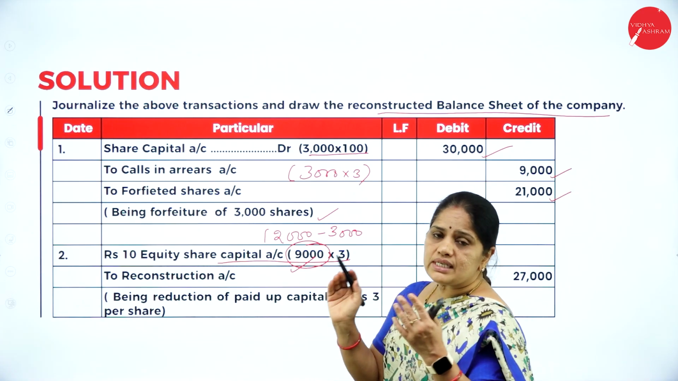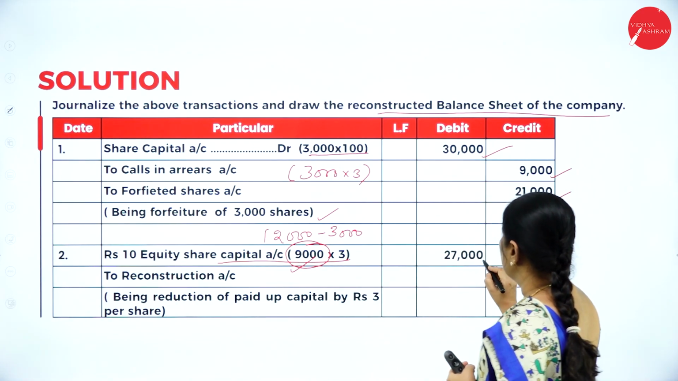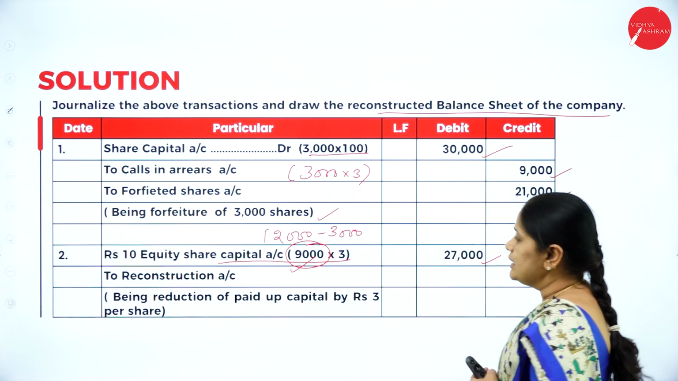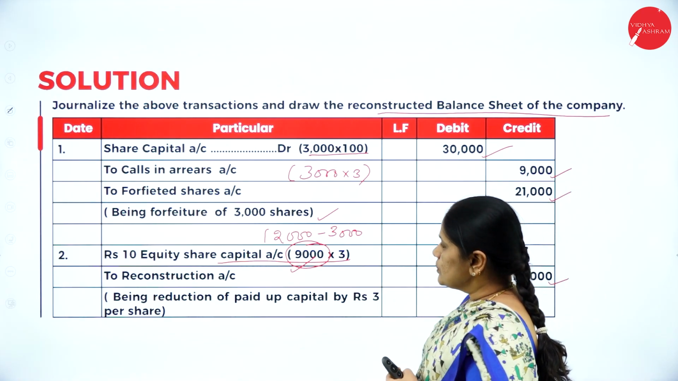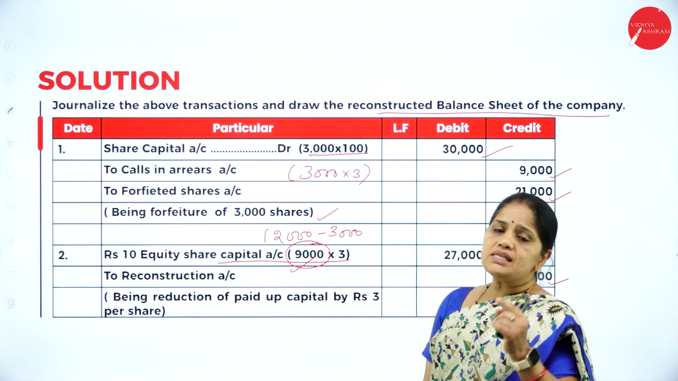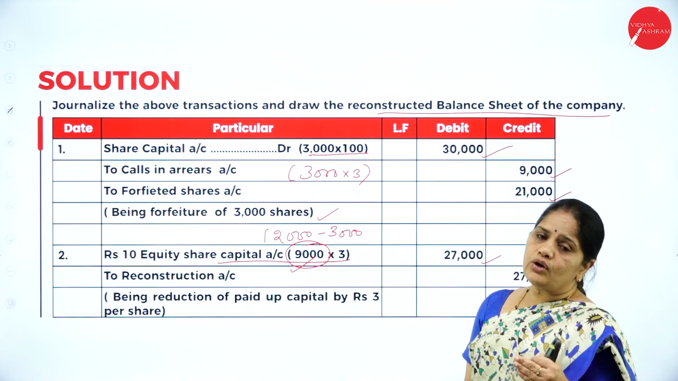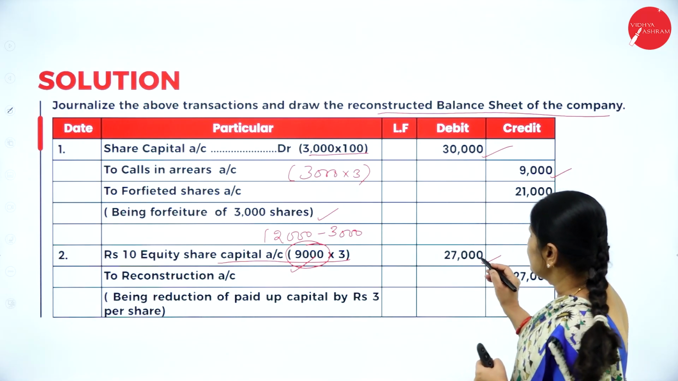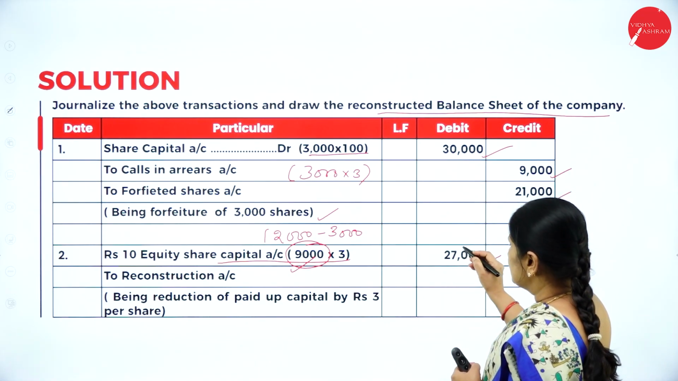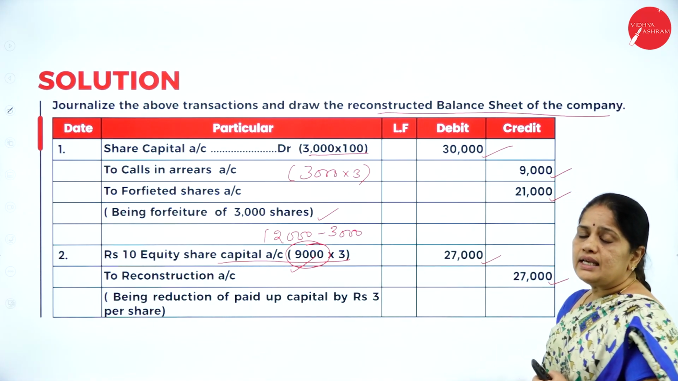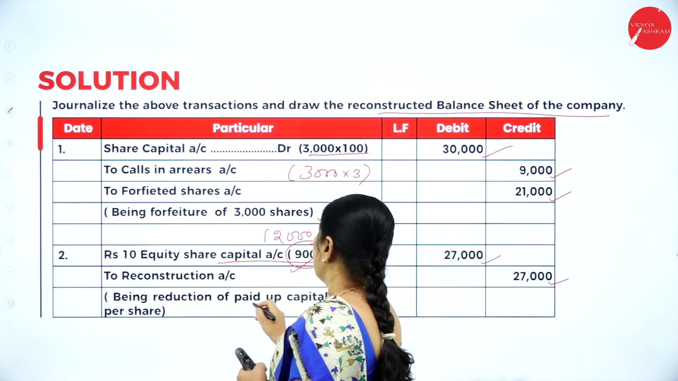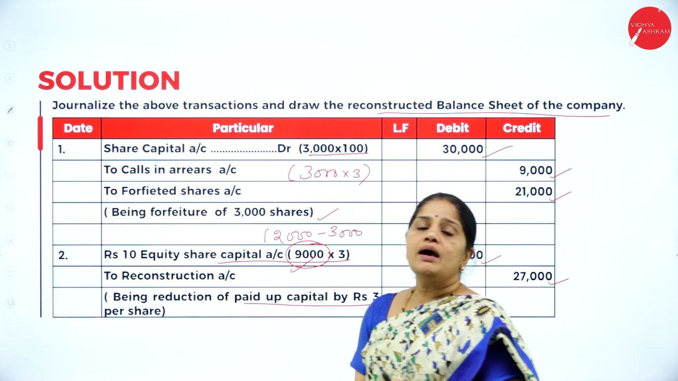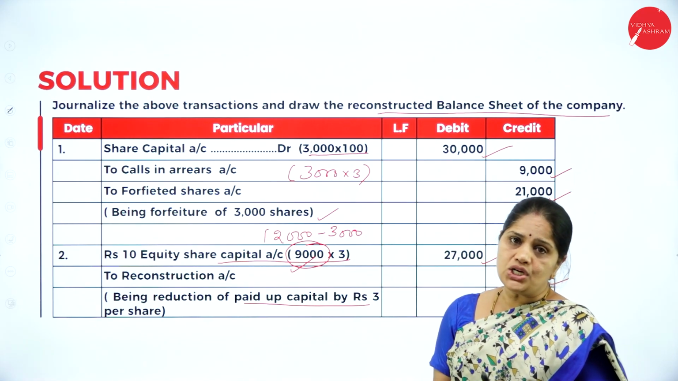So 9,000 into 3, we are reducing that money. 9,000 into 3, 27,000. To reconstruction account 27,000. So on 9,000 shares, we are reducing 3 rupees per share. So that comes up to 27,000. So that 27,000 is being credited to reconstruction account, being reduction of paid up capital by rupees 3 per share.